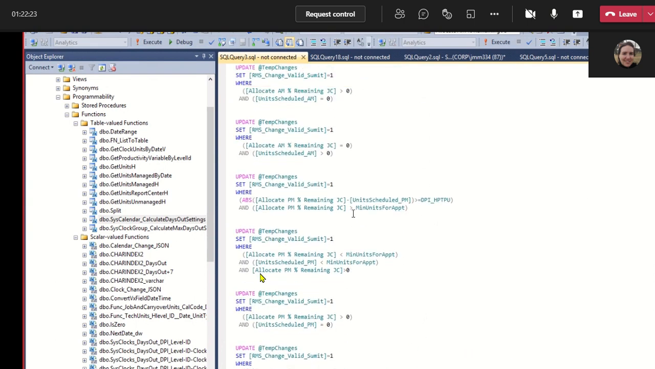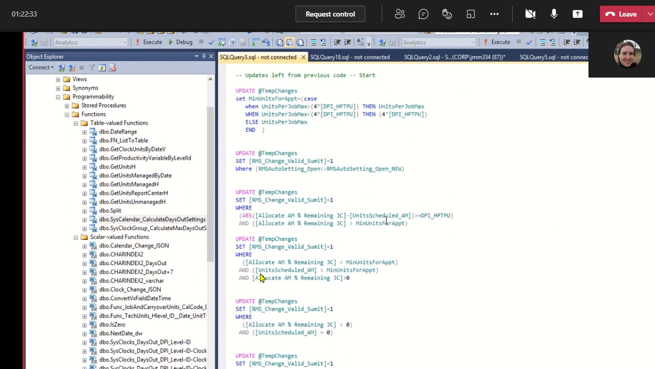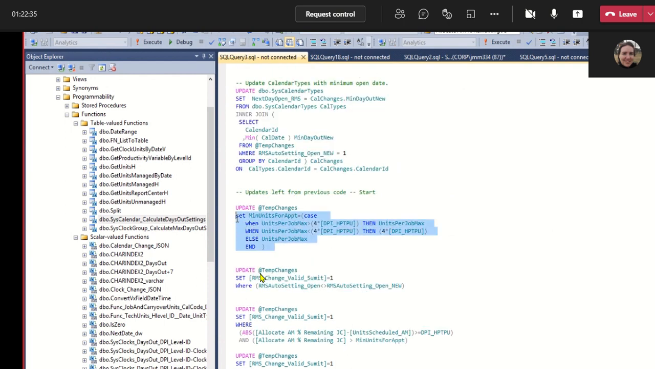See, what happens is it does this math here, and it goes, well, it's less than what this... No, this is actually, here it is. I apologize. This units per job, and it goes, well, that's less than 4 times this number, which is really the minimum amount you can put into DPI. Okay. And that's how it figures it out.